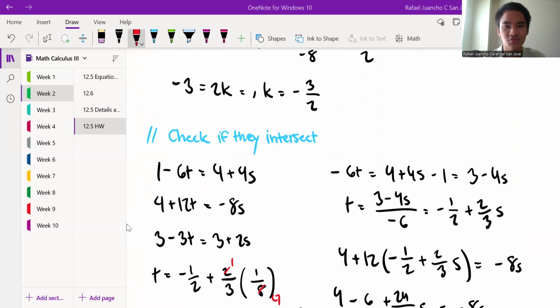Okay, so they are parallel. It's a myth. Let's see.